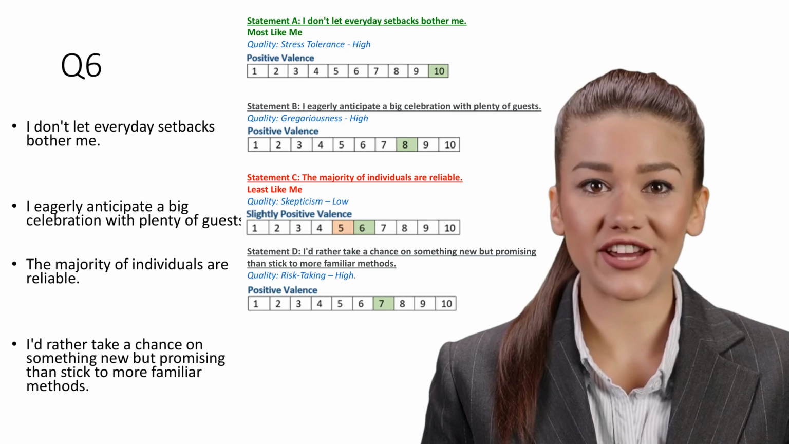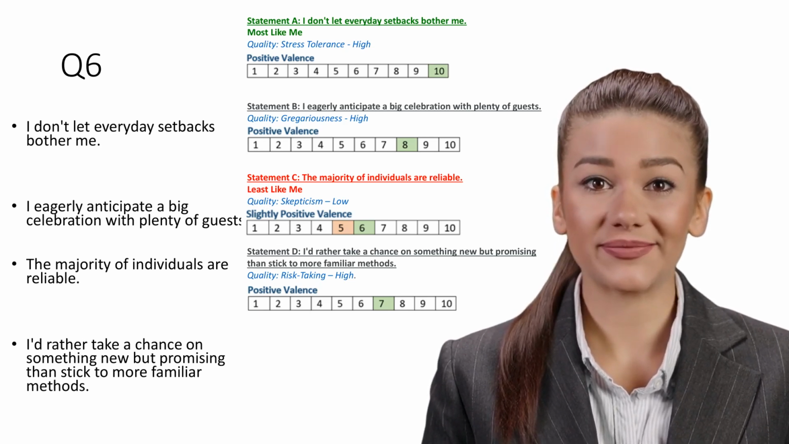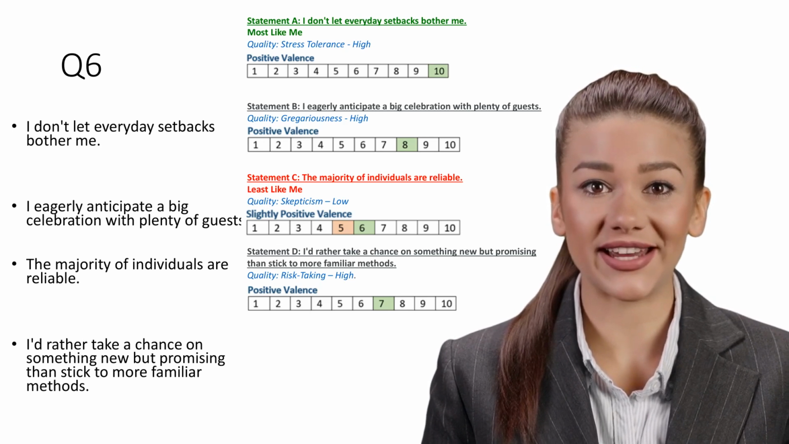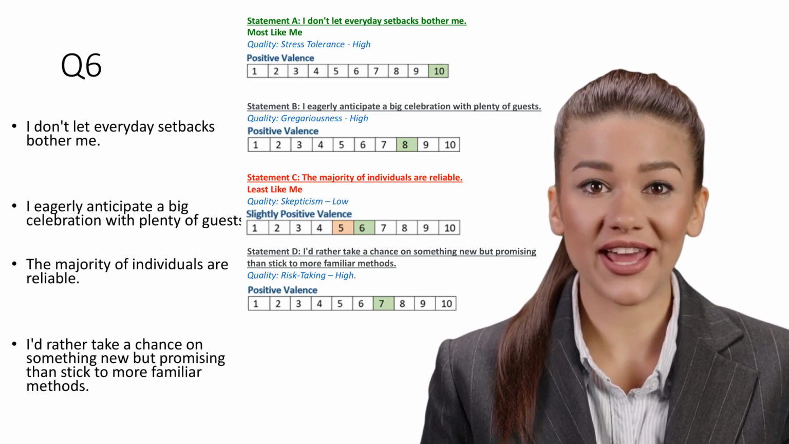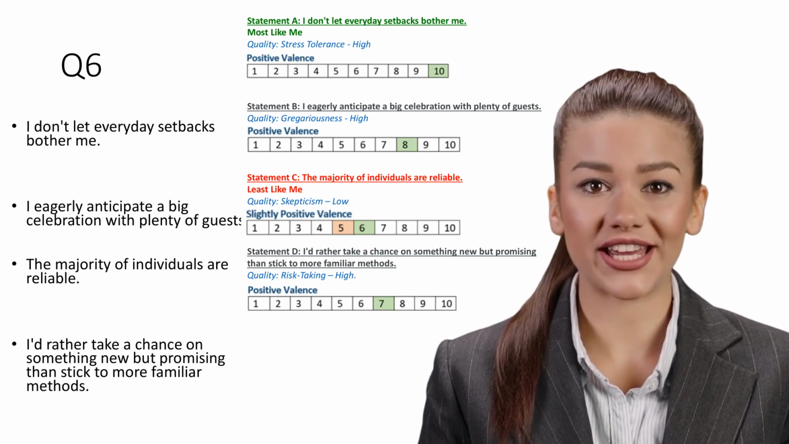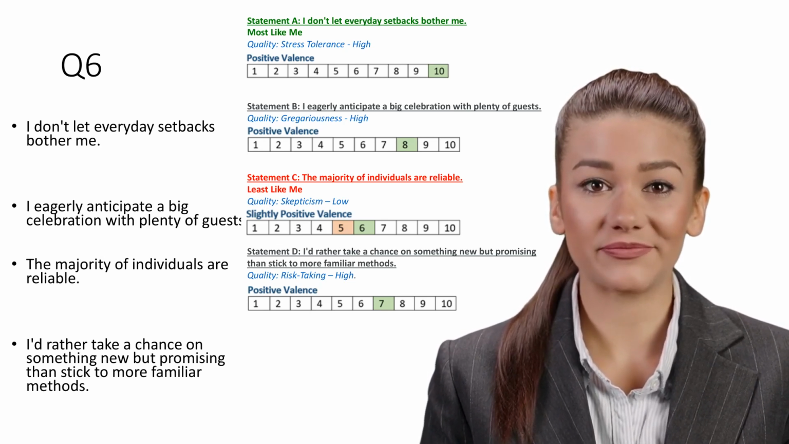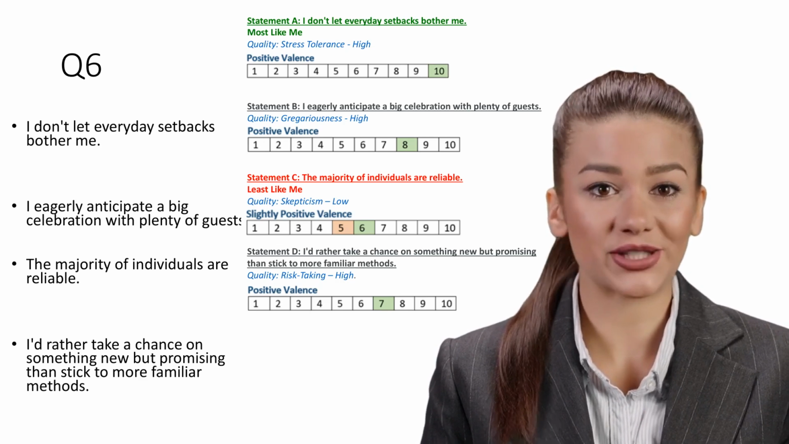Statement D. I'd rather take a chance on something new but promising than stick to more familiar methods. Quality. Risk-taking high. Willingness to take chances. Individuals scoring high on this attribute are likely to take chances on untested initiatives. People with low scores tend to be reluctant to risk failure.